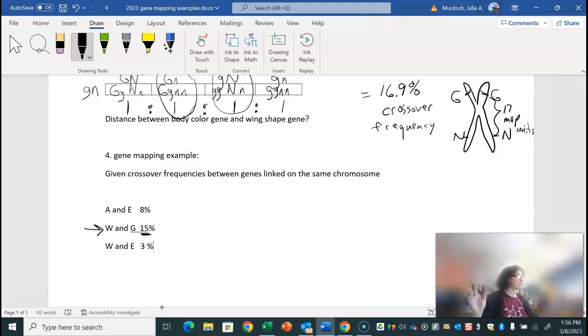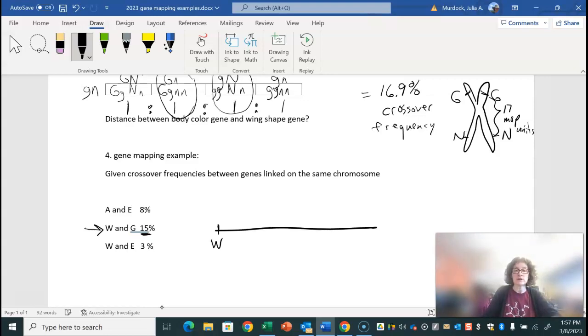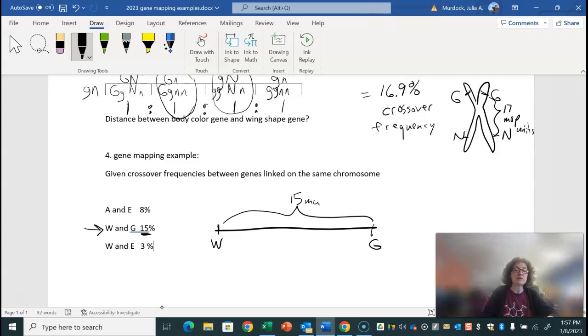They're the same thing. So I'm just going to draw a line and say that this is my chromosome. Here is my W, here is my G, and this is 15 map units because it crosses over 15% of the time. They're the furthest apart. Okay, then I'm going to go to this one because it references a gene that's already on my map. W and E, a new gene, cross over 3% of the time. So I'm going to put E right about here, and I'm going to say this distance is 3 units apart.